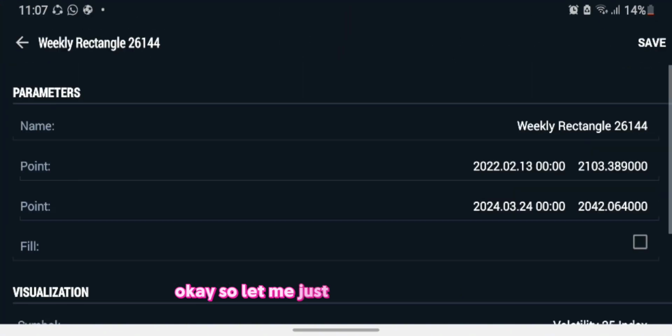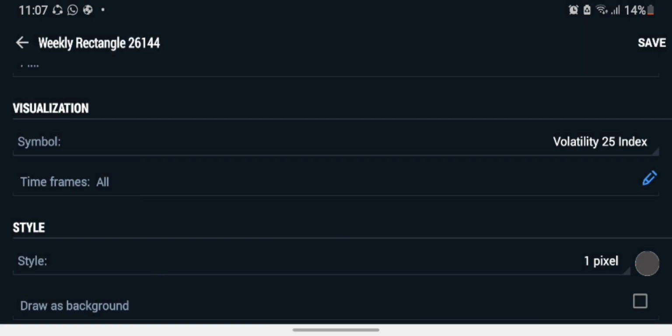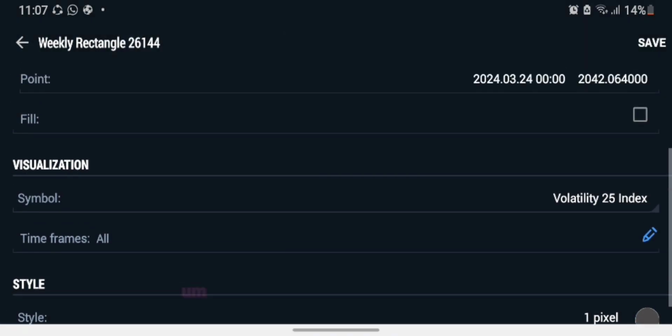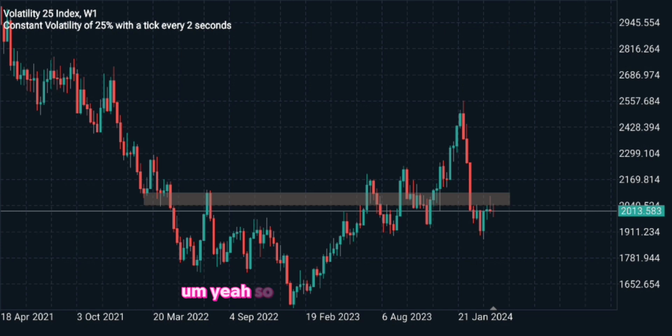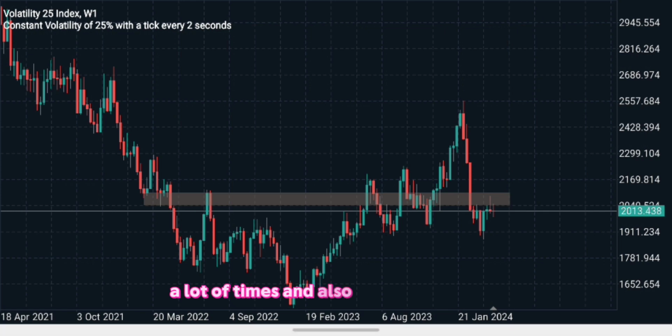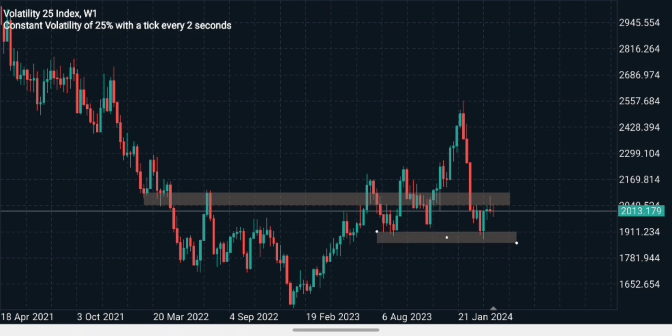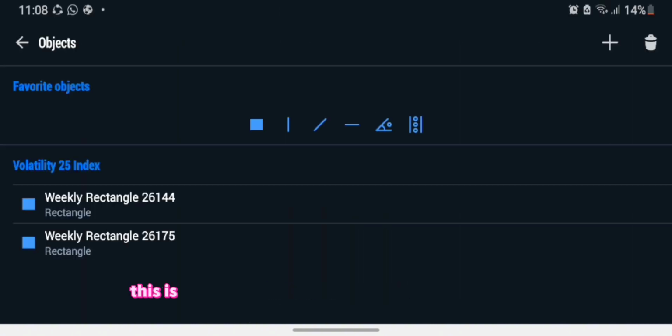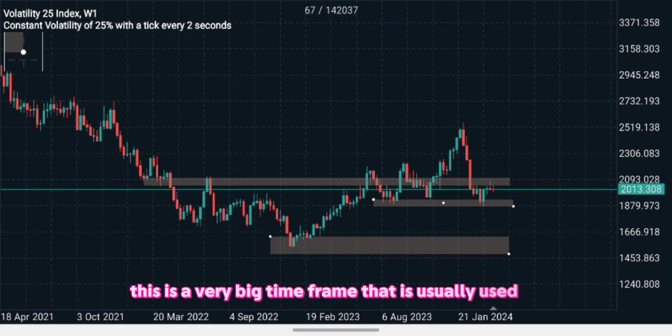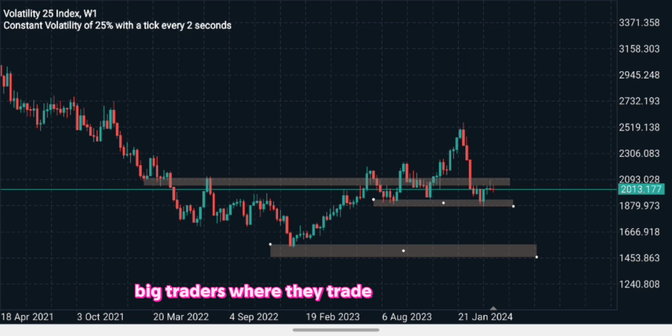Okay, so let us edit the order block. Yeah, so the order block is like this. This is a very good area of confluence, whereby it has been reflected a lot of times. And let me also draw another one. All this analysis we are doing in week one. This is a very big time frame that is usually used by big traders, where they trade for a very long time.